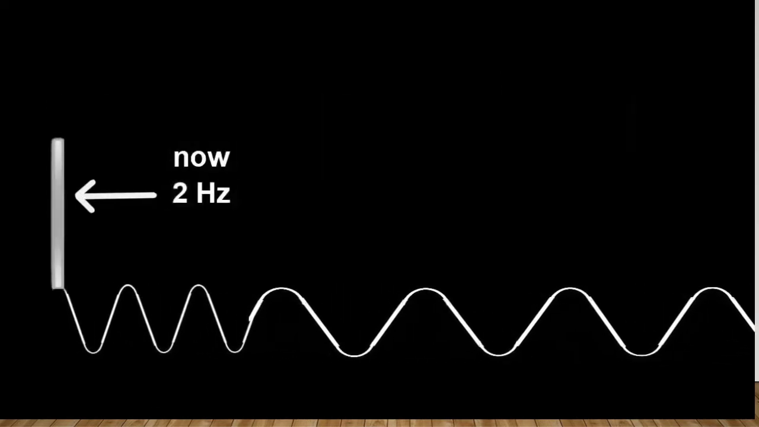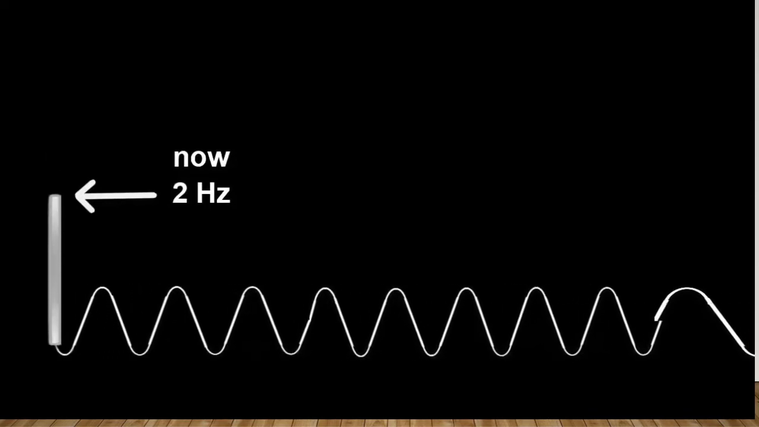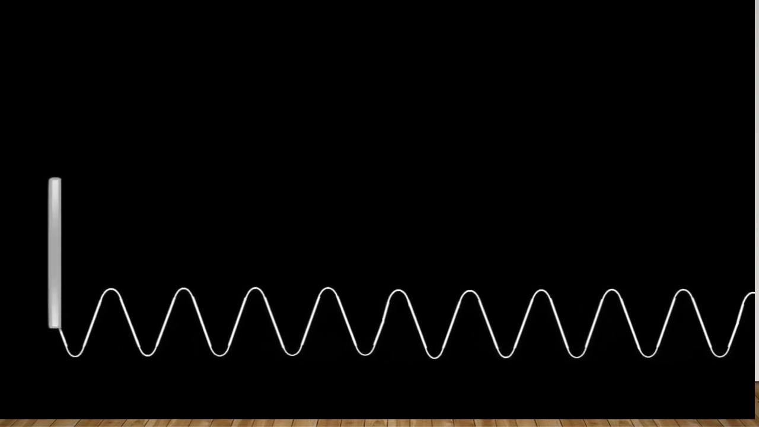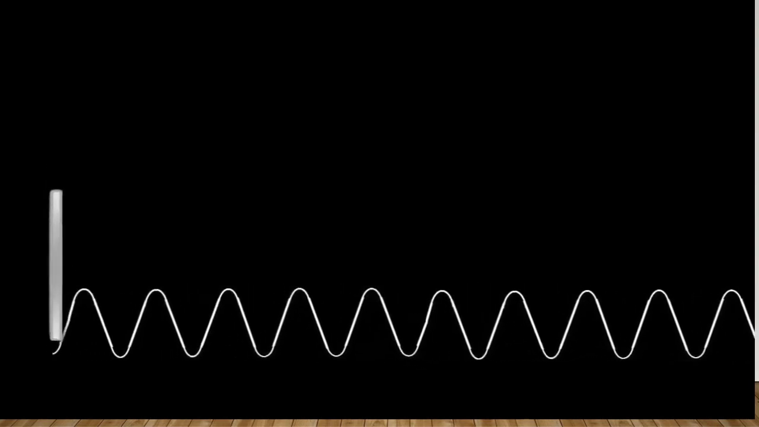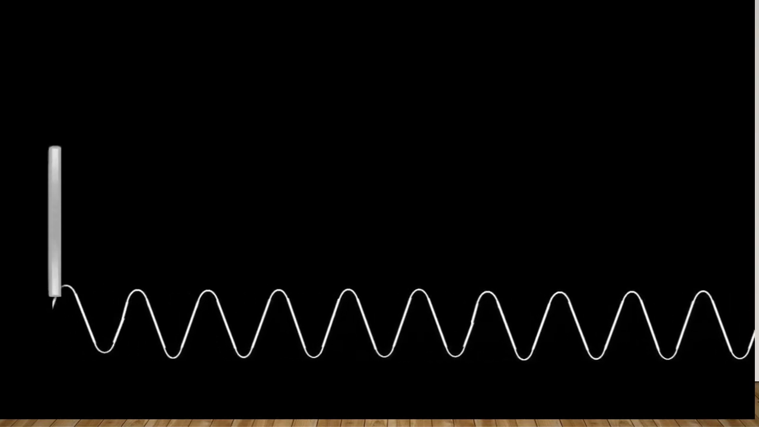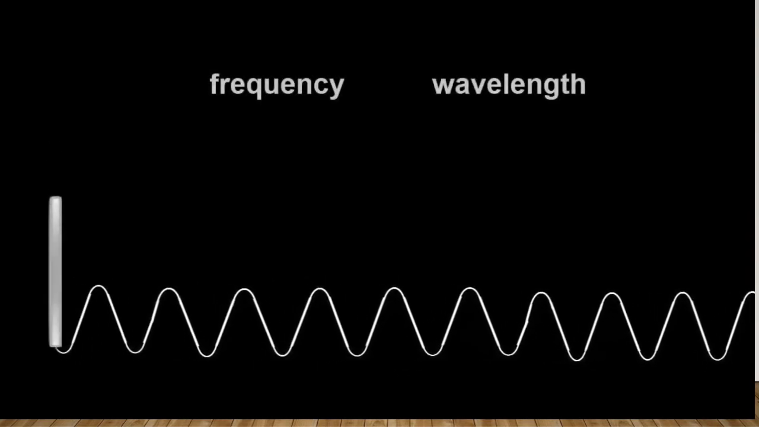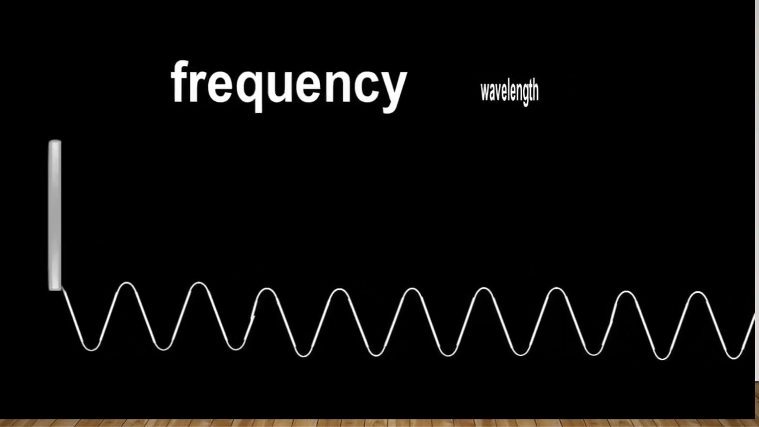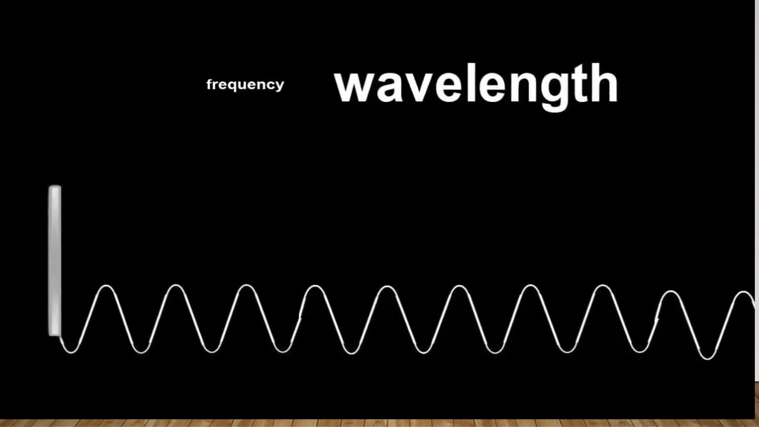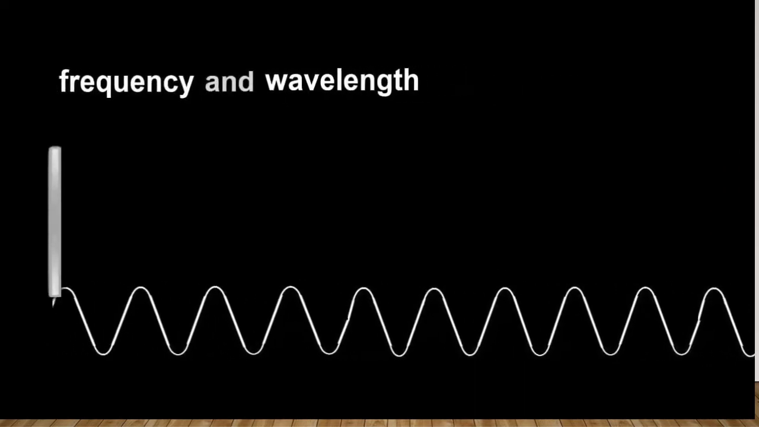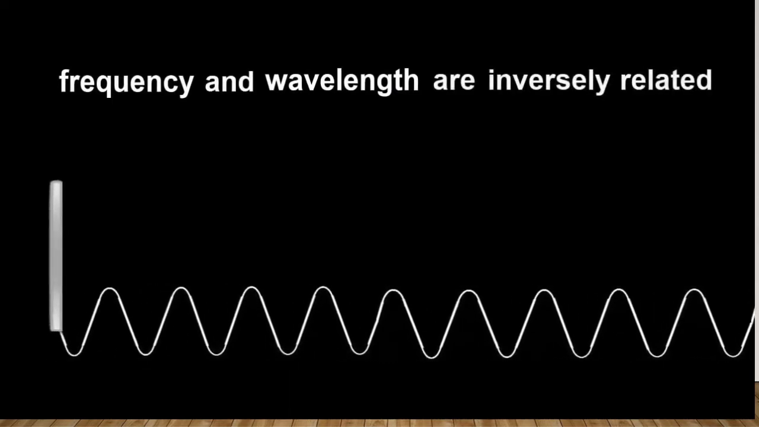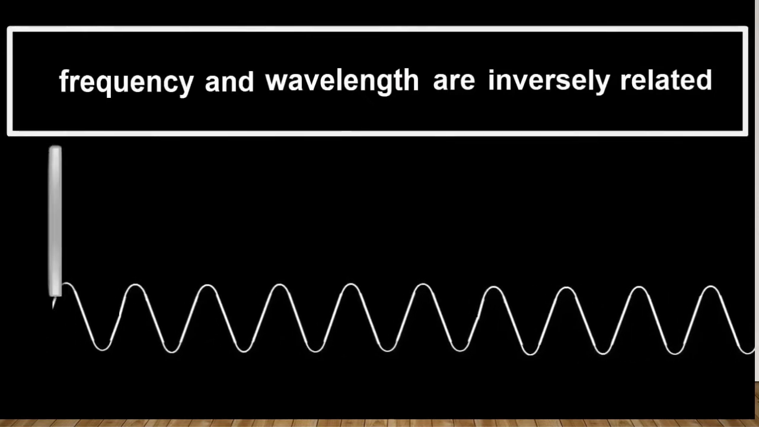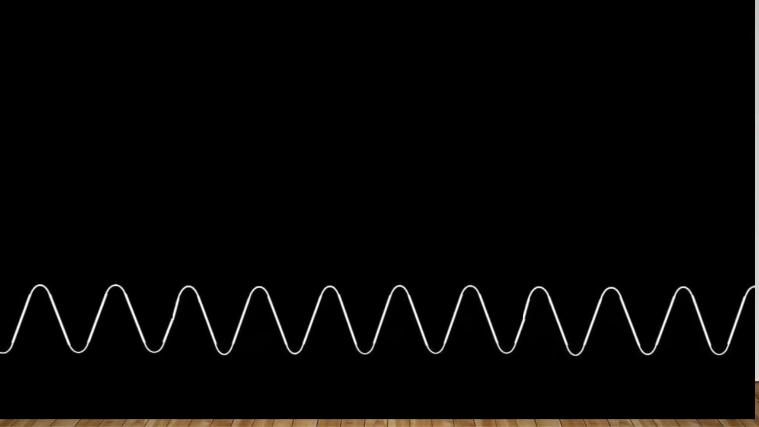Let's double it, from 1 to 2 Hertz. Looking at the wavelength, we can see that it gets shorter. We doubled the frequency, and the wavelength looks about half what it was before. This means that when frequency increases, wavelength decreases, and vice versa. So we can say that frequency and wavelength are inversely related. That makes sense. When we increase the frequency, more waves are squeezed in, reducing the distance between them.